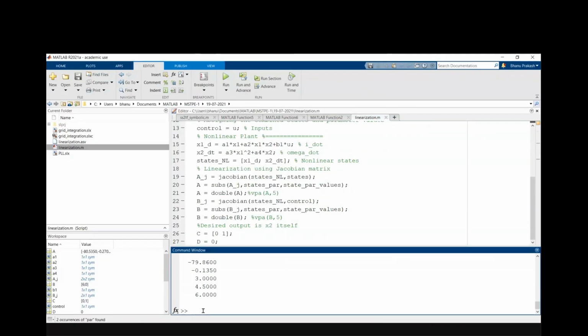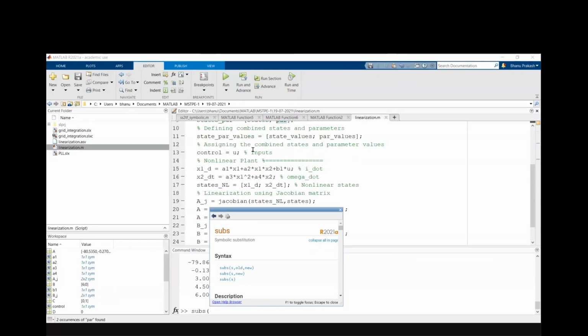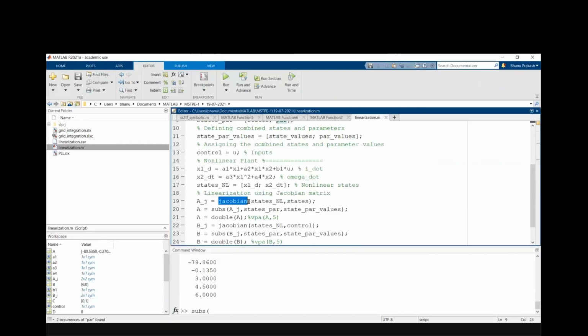If you type subs, you can see, if you type subs of, see this, it is actually the representation of the older ones with the new ones, and it is going to make them symbolic form. So here only S is like symbolic form. If you click more help, it is like symbolic substitution. You understand, right? That means now I have a different function here. Whatever the Jacobian matrix performed, this AJ is in symbolic form.